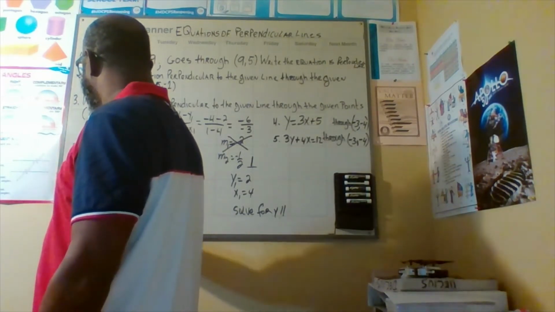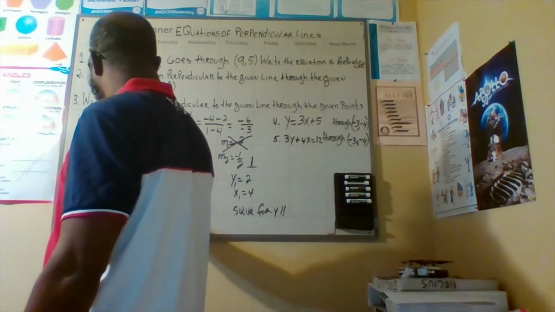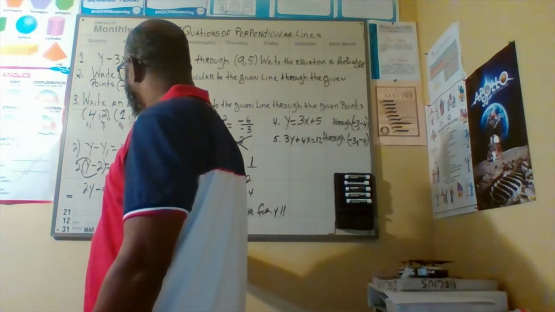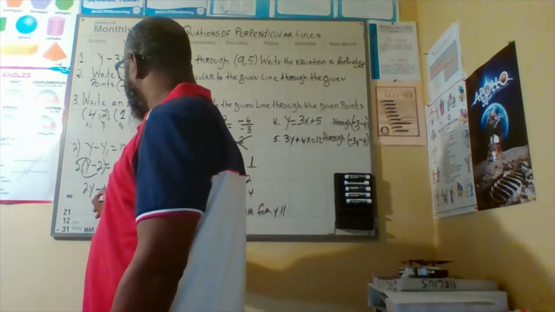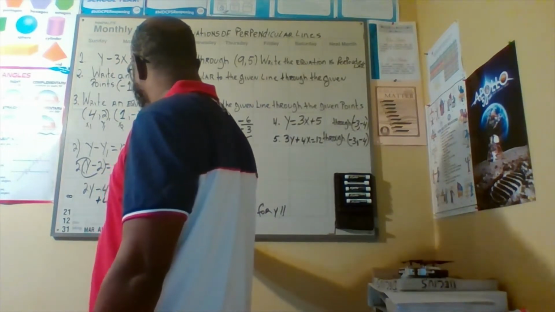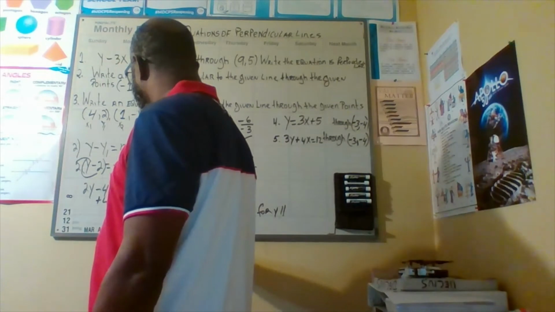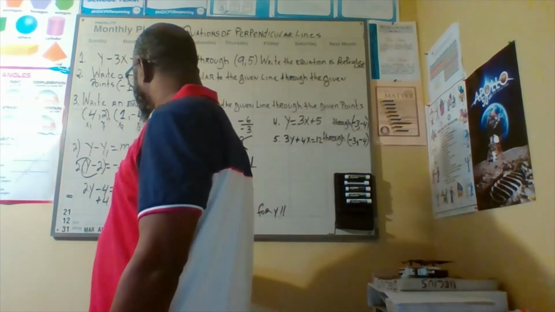You will have 2y minus 4. The 2 cancels with the denominator, then you will end up with negative 1x plus 4. In this case, you add 4 to each side. Then you will have 2y equals negative 1x plus 8. Then you divide by 2.